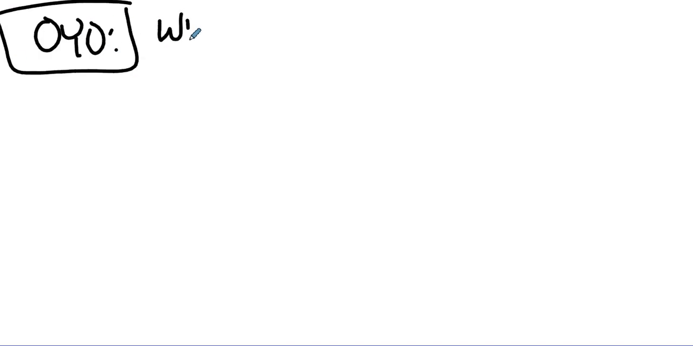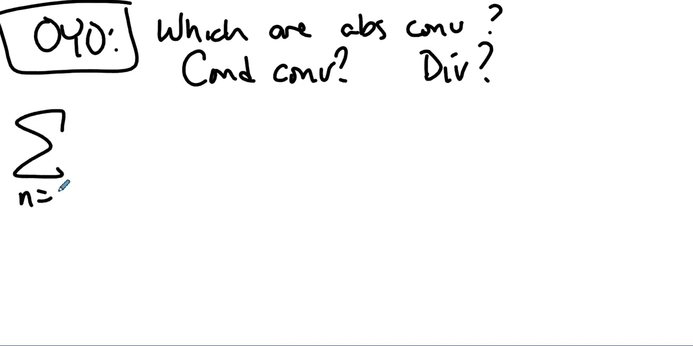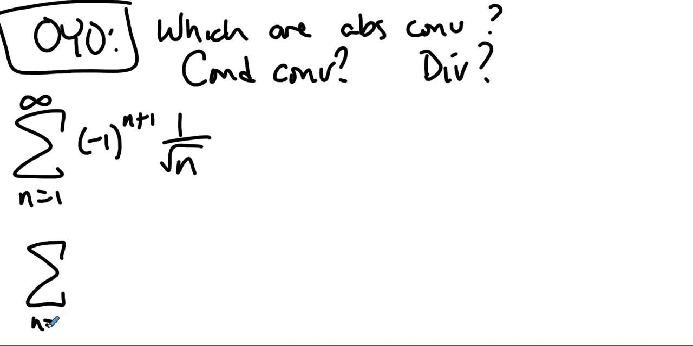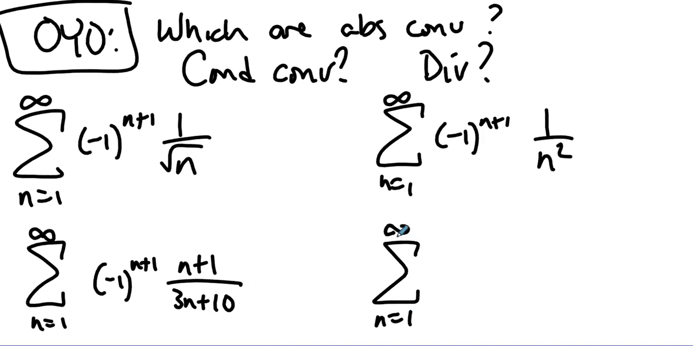So let's set you up. Which of the following are absolutely convergent, which are conditionally convergent, which diverge. So we've got the sum of the negative 1 to the n plus 1, 1 over root n. We've got the sum of the negative 1 to the n plus 1, n plus 1 over 3n plus 10. We've got the sum of the negative 1 to the n plus 1 times 1 over n squared. And we've got the sum of the negative 1 to the n plus 1 times 3 to the n over n factorial.